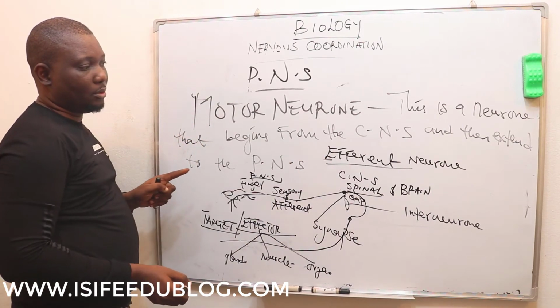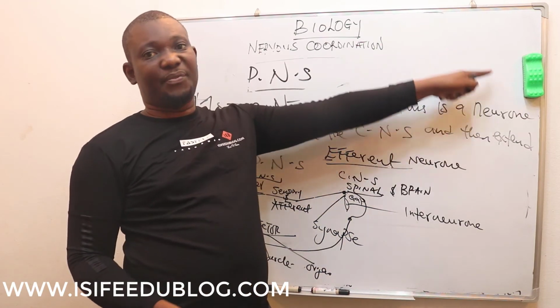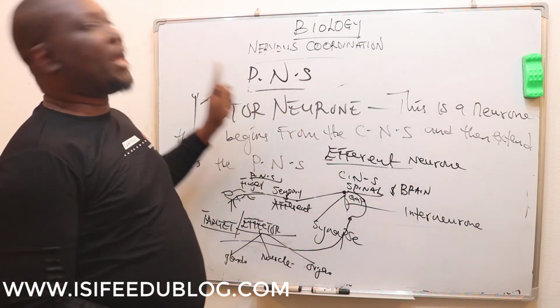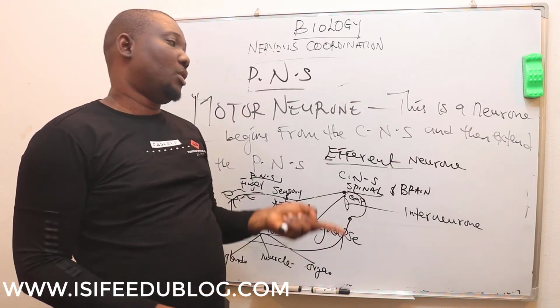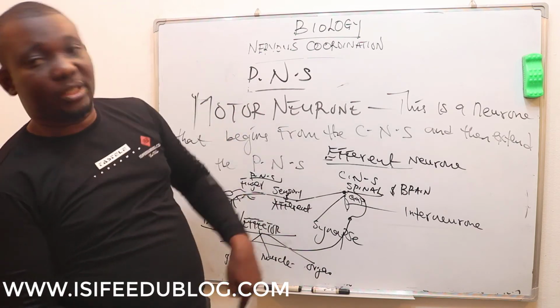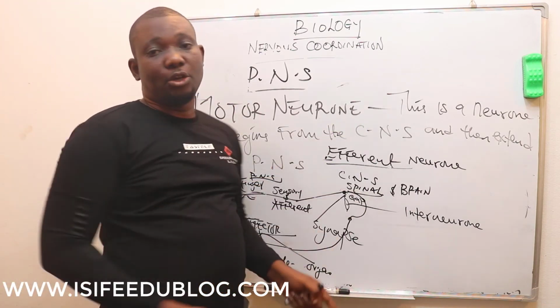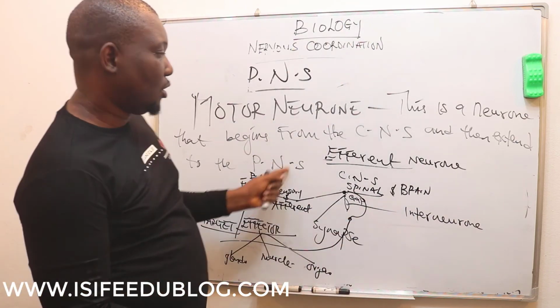Efferent neuron. Note the difference between efferent and afferent. Afferent is when the impulses are moving away from the receptor. Efferent is when the impulses are moving to the effector. And because it's going to the effector, the neuron can also be interchangeably called what? Efferent or efferent what? Neuron.